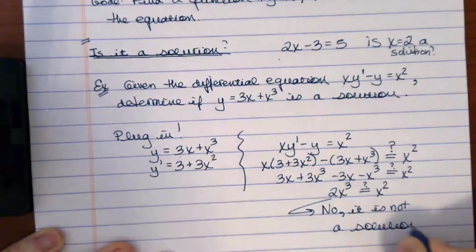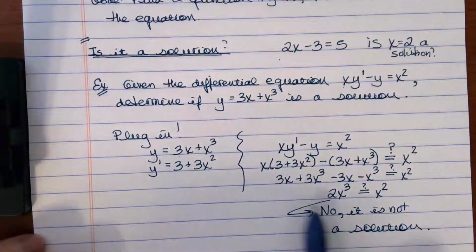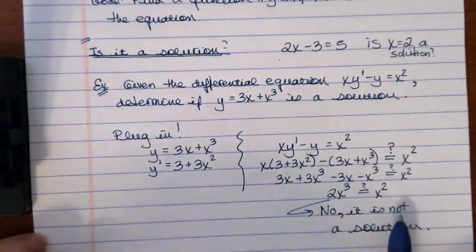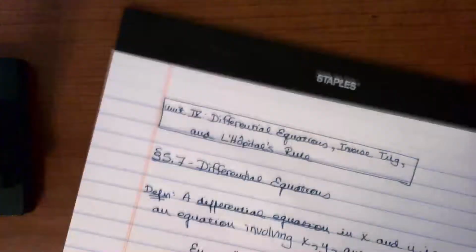All I'm doing here is plugging in and then simplifying. If when I simplify, I get what's on the other side of the equal sign, then yes, it's a solution. If I get something different, no, it's not. Make sure this is in your notes. Let's do one more like this.